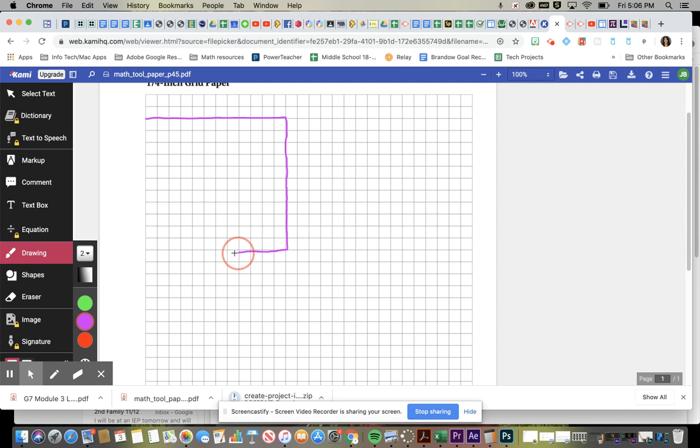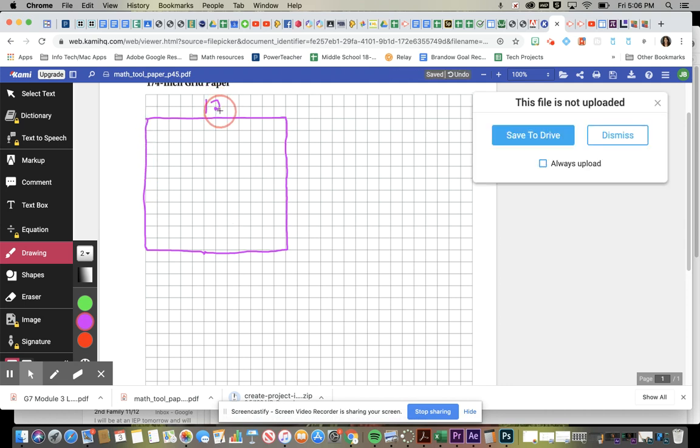And I can just go across here. This would be best if I was using a ruler. So that's 12 centimeters by 12 centimeters.